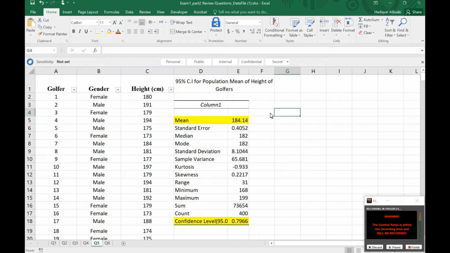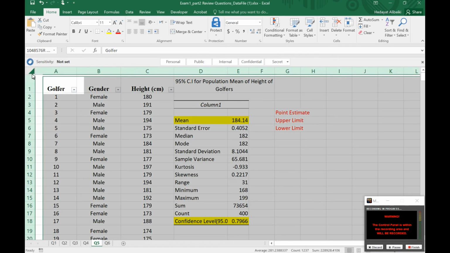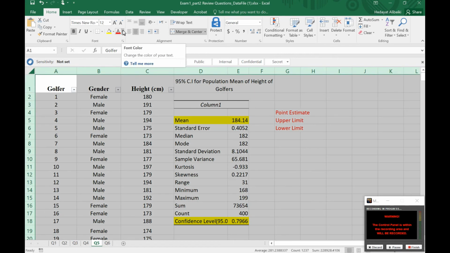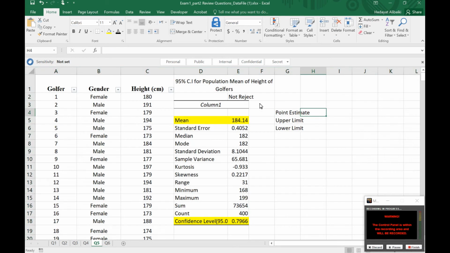So therefore, point estimate, upper limit, and lower limit. I don't know why these are red font. I'm gonna make sure that all the page is in black font. I'm gonna remove this one.